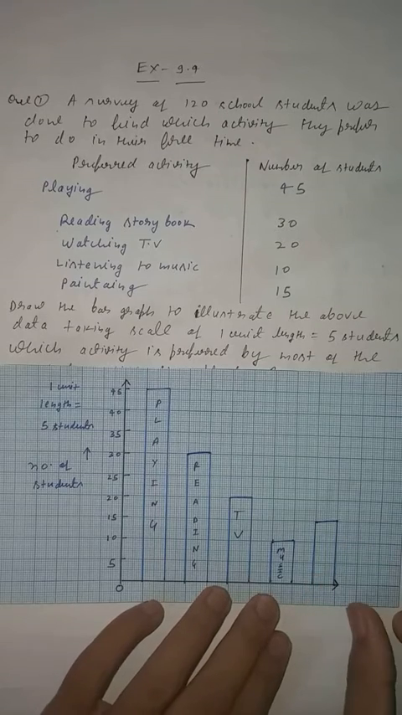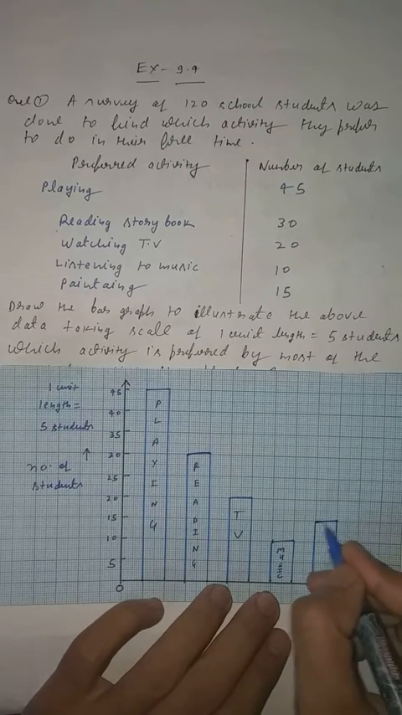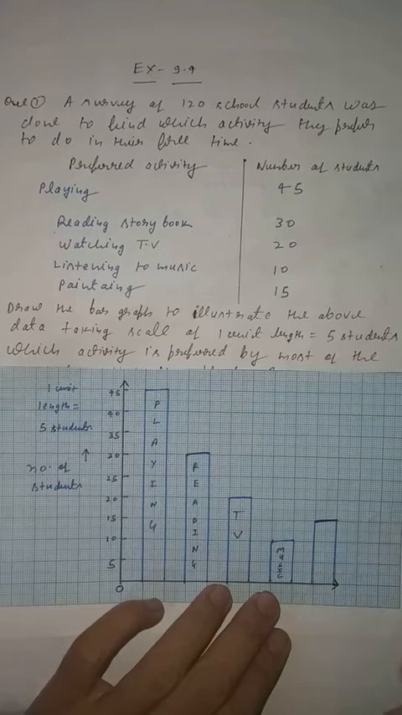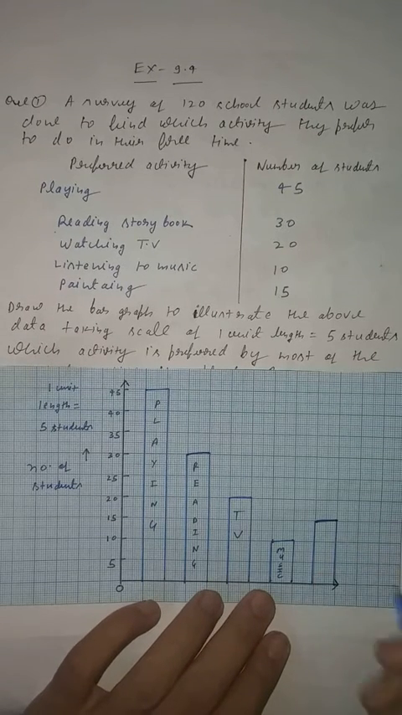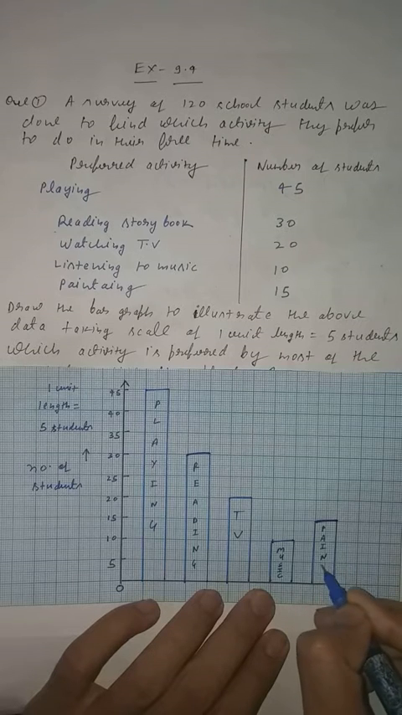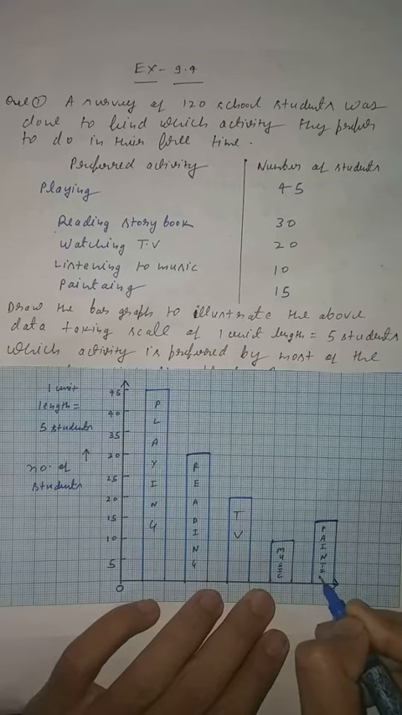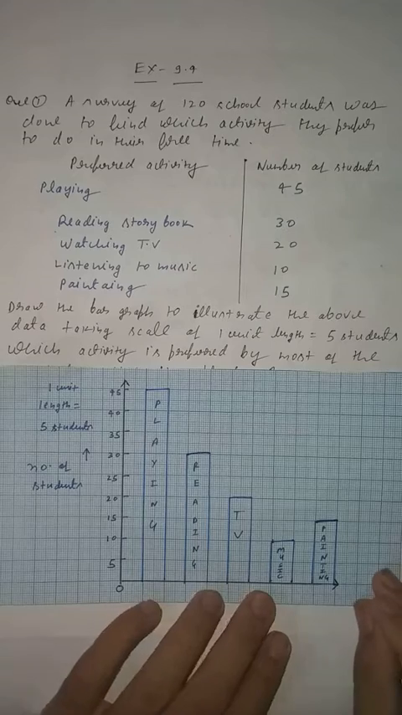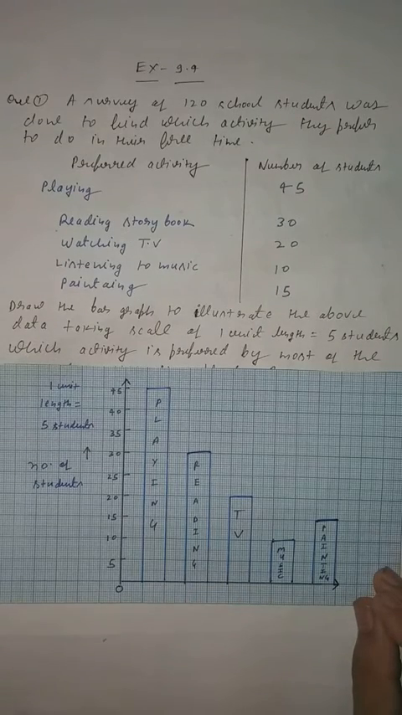Clear, students? So this line also you will draw with the help of a ruler. Clear, students? So this is what? This is painting. Painting. Clear, student? So here your bar graph is prepared.